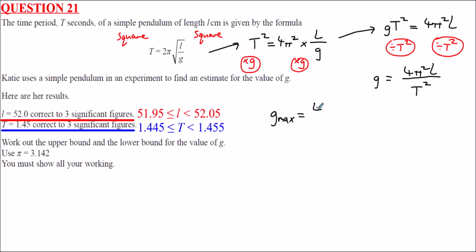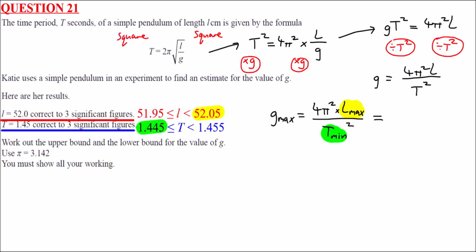So it's going to be 4 pi squared times L max all over, and to make a fraction as big as possible, we make the denominator as small as possible. So we're going to put the minimum value of T here. So we're going to go for T min all squared. So if we just substitute in that L max is 52.05 and that T min is 1.445.